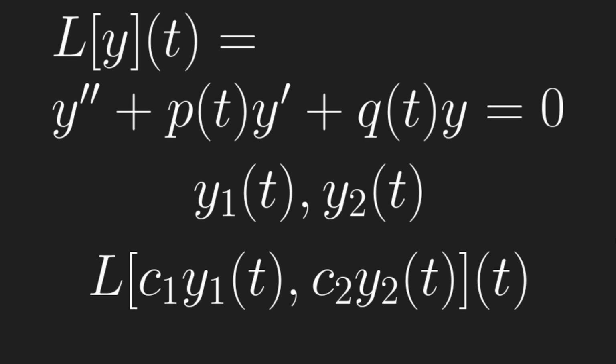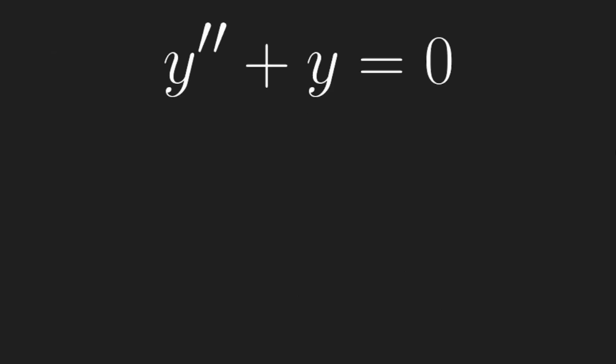So I'm going to show you guys a specific example. Let's set p of t equal to 0 and q of t equal to 1. So this whole thing is just going to vanish, and you won't see the q of t, it's just going to be y. Alright? Here it is. What a cute equation, right?